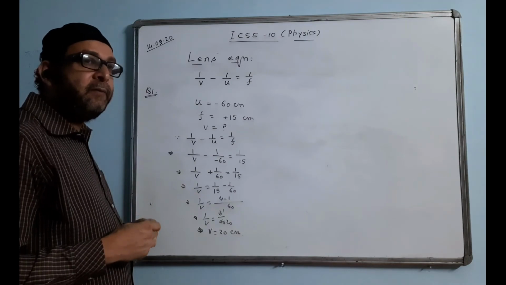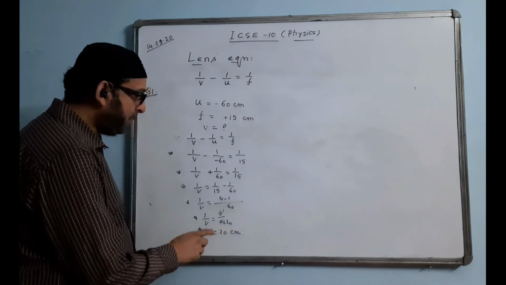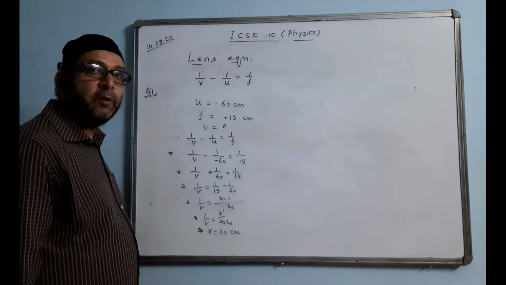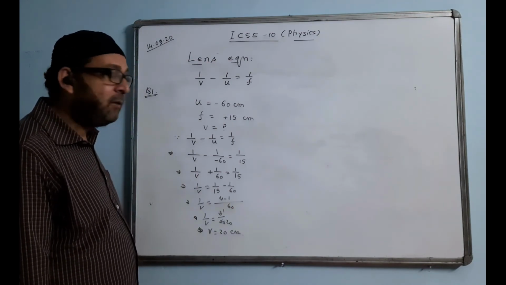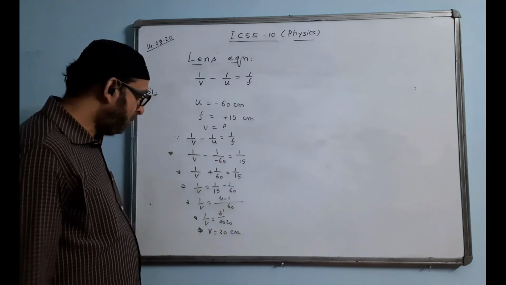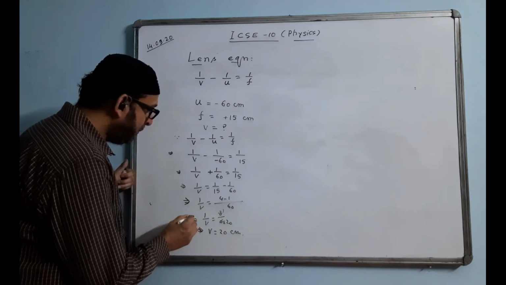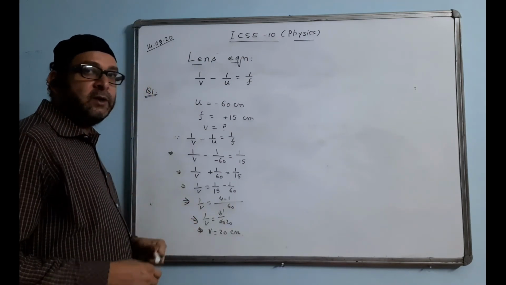The sign of v comes by itself from the calculation. The sign of v is coming out plus. Plus means what kind of image? Real image. If the value of v comes negative, it means the same side, the left side, and the image will be virtual. These are the sign conventions. The value of v is 20 centimeter.